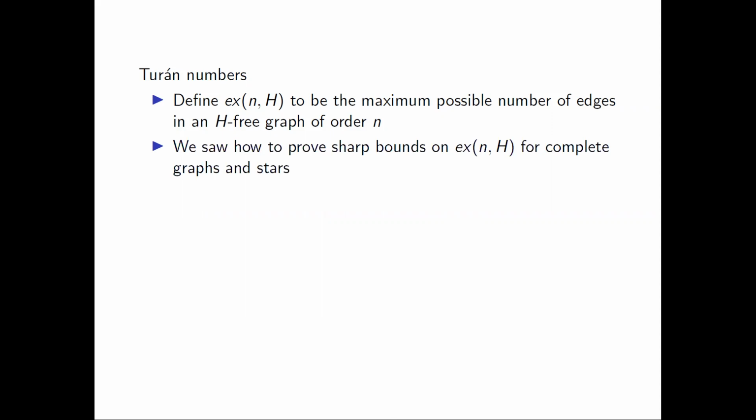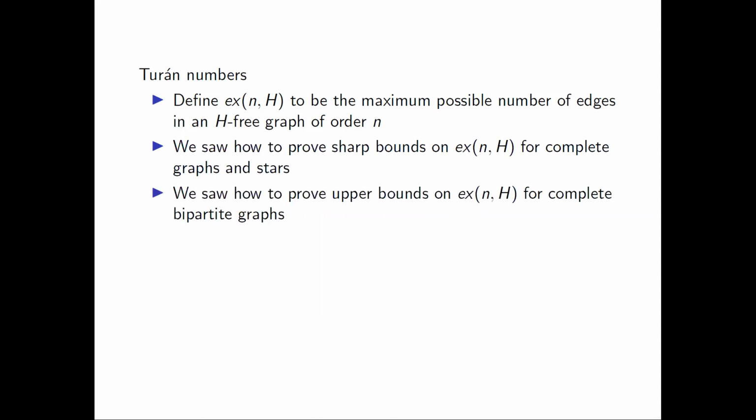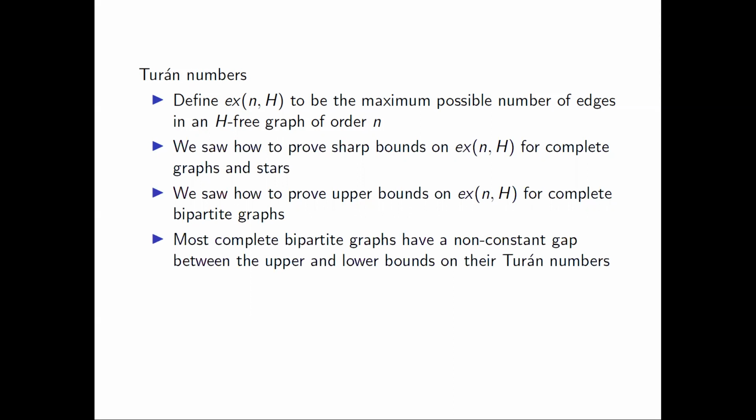We've already looked at how to find sharp bounds on this extremal function when the forbidden graph H is a complete graph and when it's a star. We found exact values for stars. And we also saw how to prove upper bounds on these Turán extremal functions when the forbidden graphs are complete bipartite graphs. For complete bipartite graphs, the Turán extremal functions are still open problems when both of the parts have size at least 4. In fact, even finding bounds that are sharp up to a constant factor is an open problem for complete bipartite graphs where both parts have size at least 4. And that is what this bullet says pretty much, although the bullet is less specific than that.